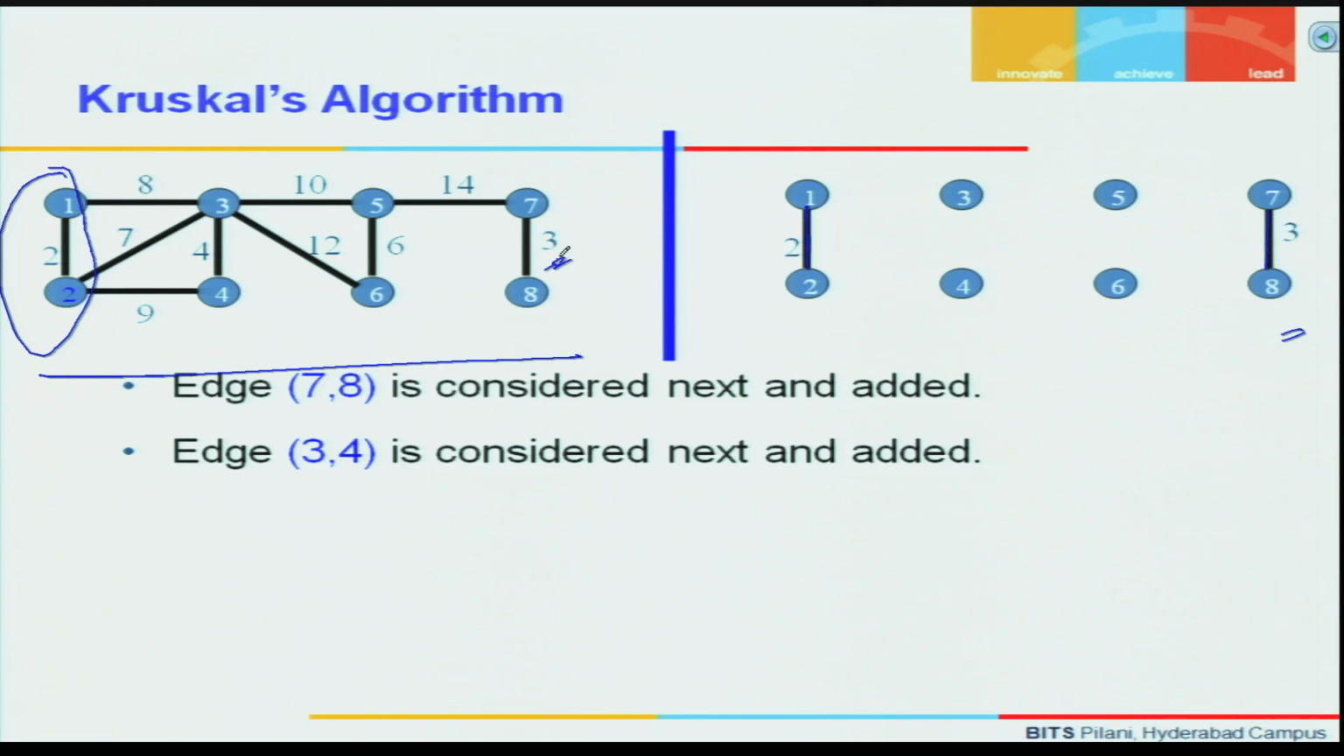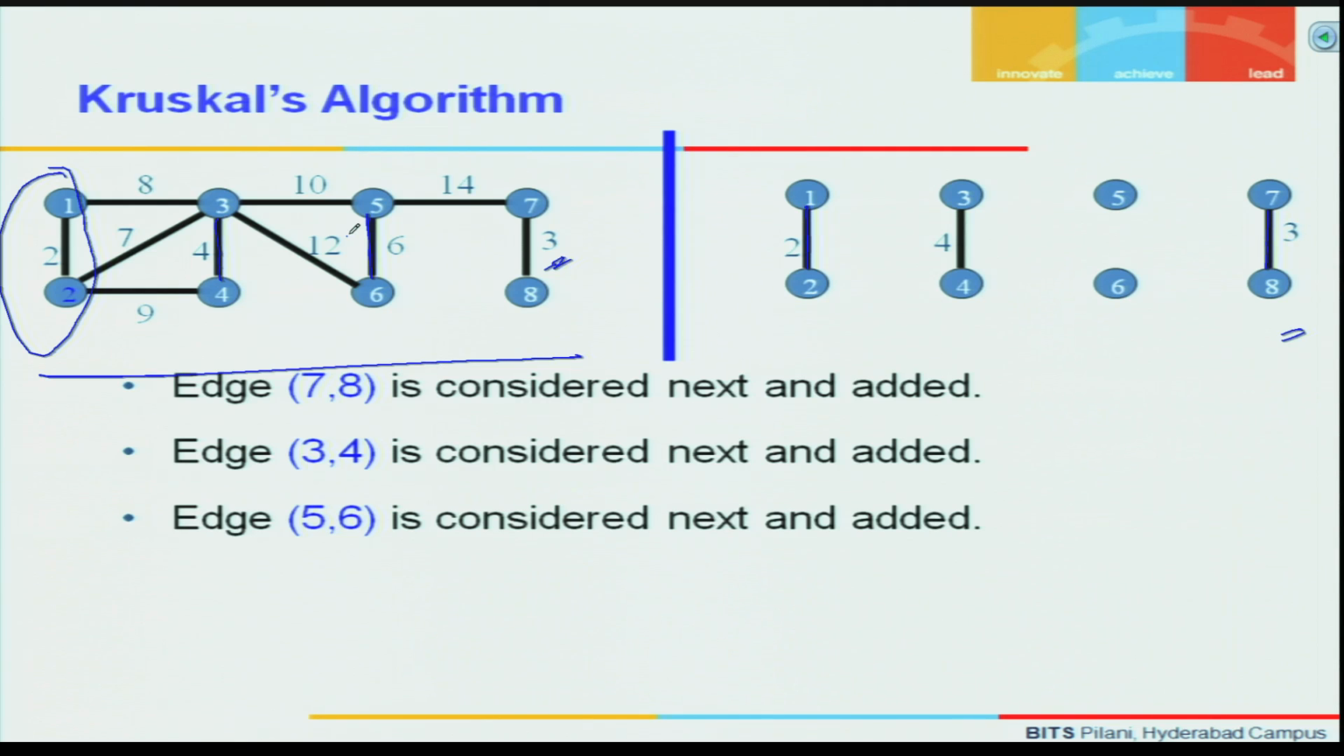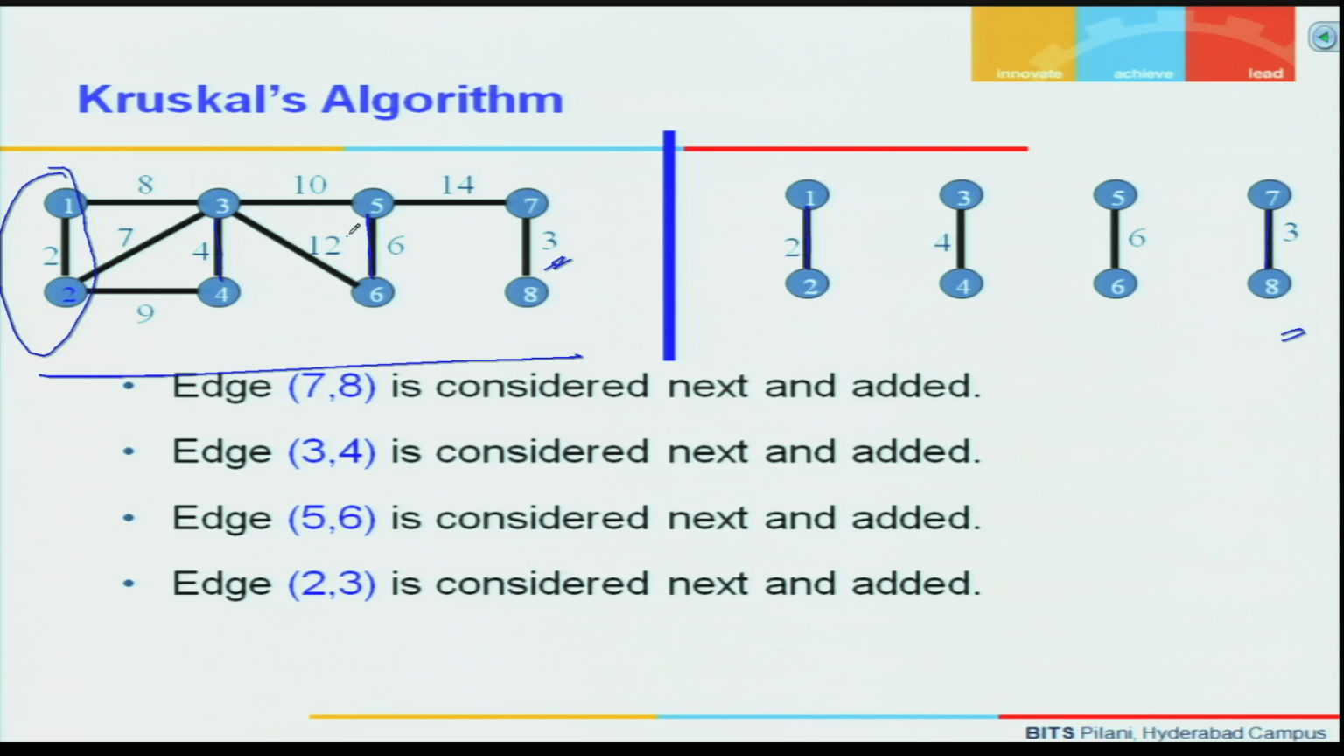Then after 3, what is the next weighted edge? 4. Next minimum weighted edge 4. I'll put the edge called 3 4, because it is not forming a cycle, I can put it. What is the next minimum weighted edge? That is 6. I will put it because it is not forming the cycle. What is the next weighted edge? 7. I will put it because it is not forming the cycle. Now what is the next weighted edge? That is 1 3, having the weight 8.